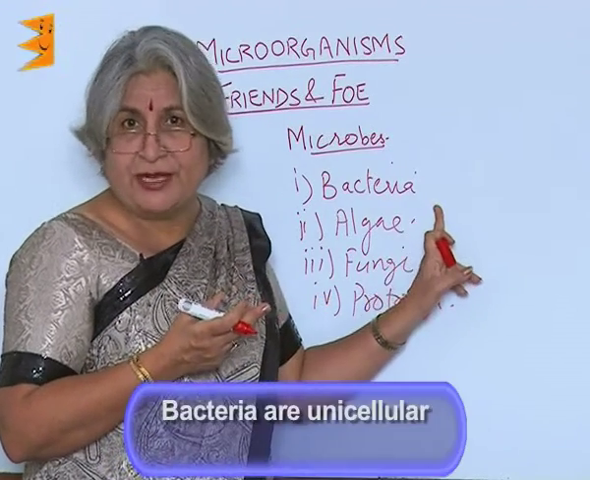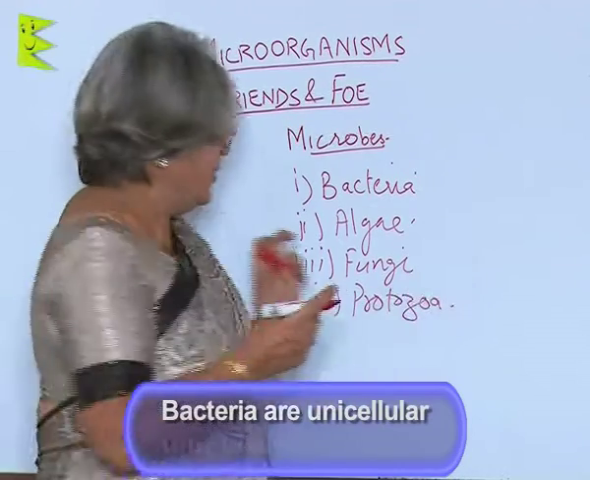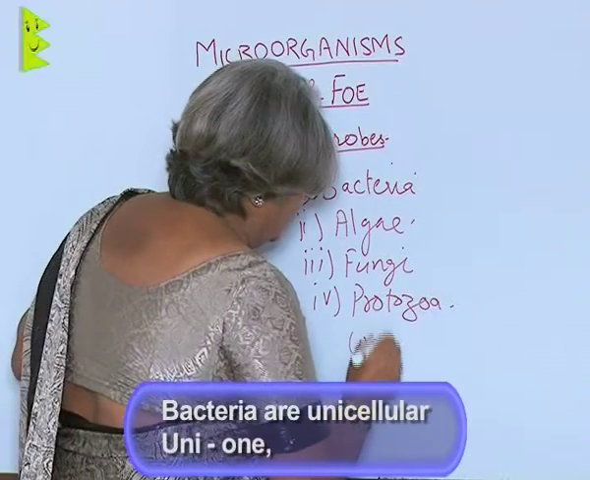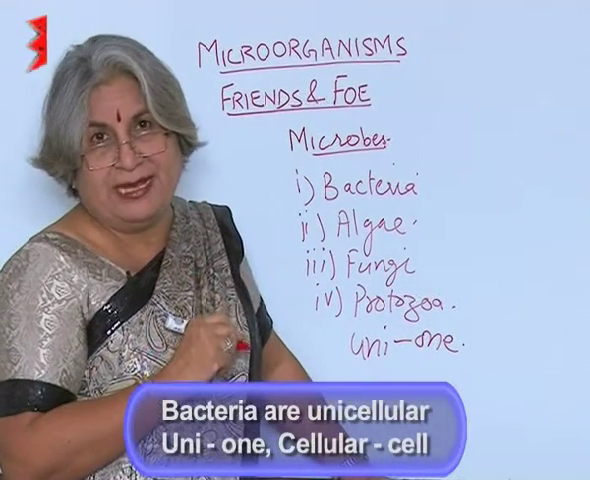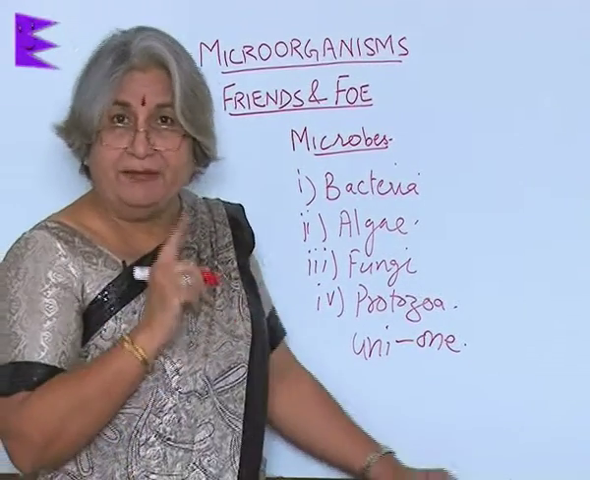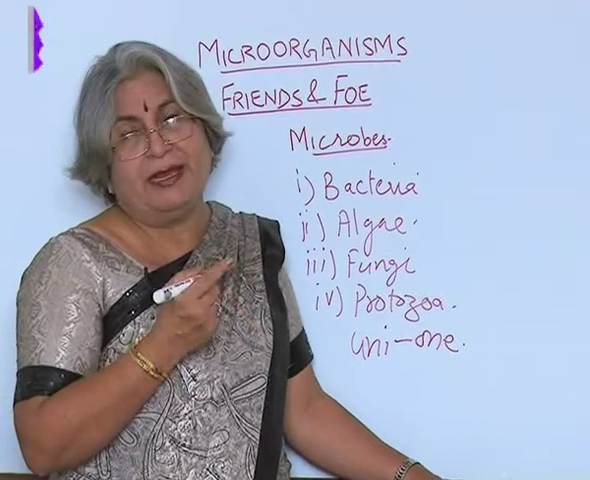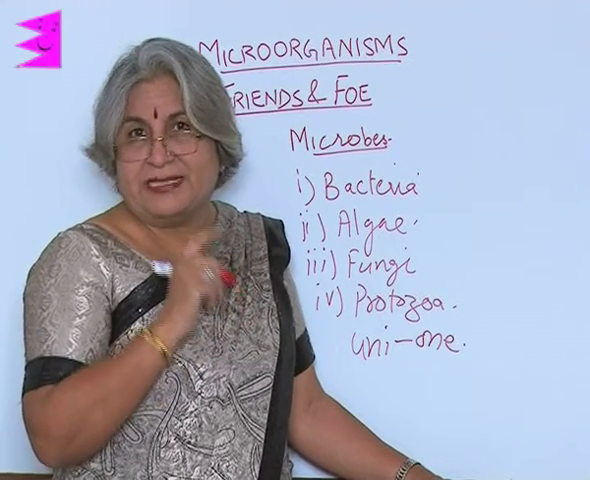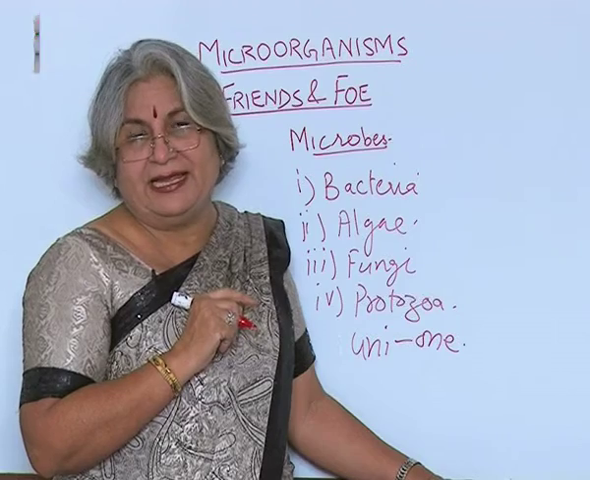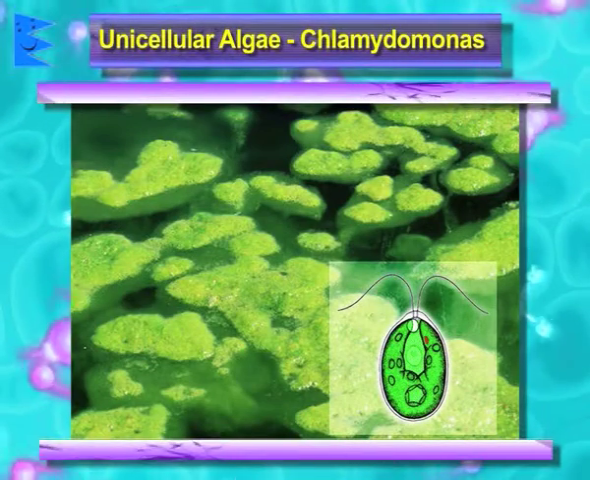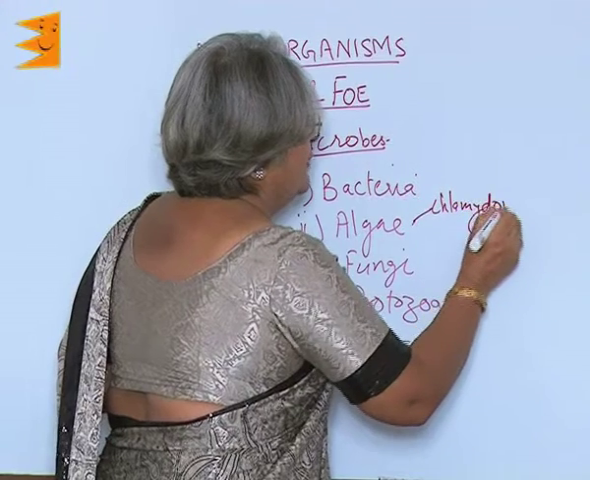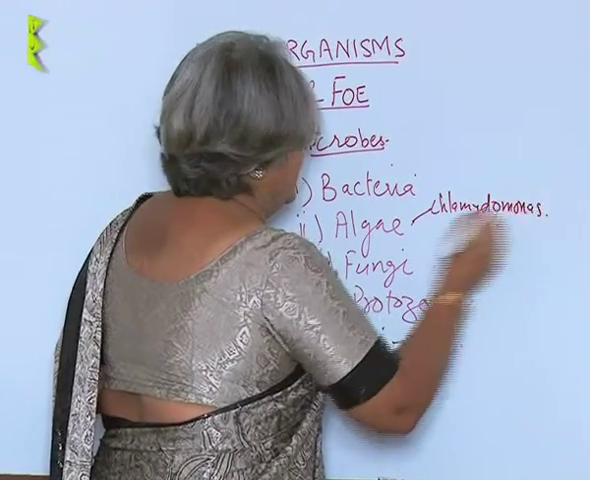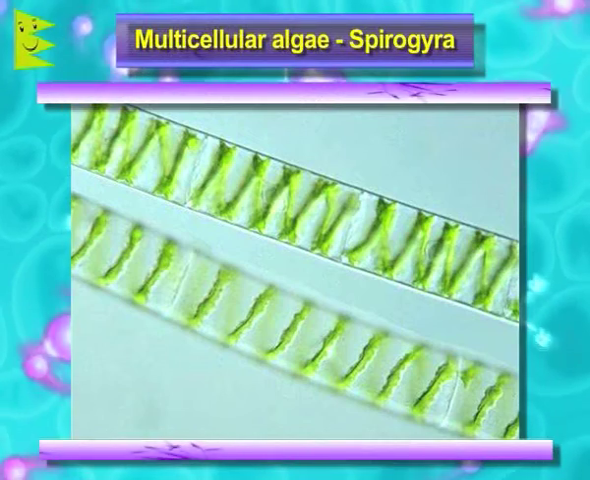Bacteria are always unicellular. Unicellular means, uni means one and cellular means cell. So it is made up of one cell. But algae may be unicellular or multicellular. An example of a unicellular alga is Chlamydomonas, and an example of a multicellular alga is Spirogyra.